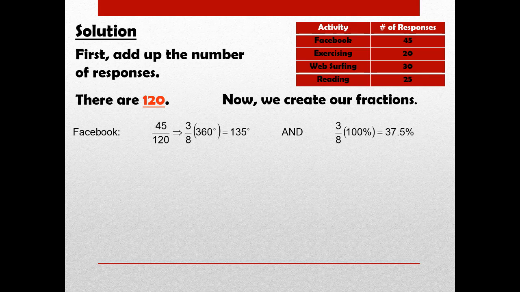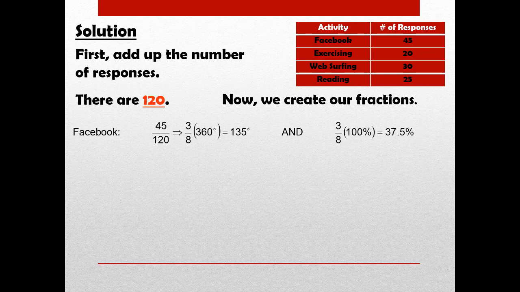What we do with that 45 over 120, it actually reduces to 3 over 8. We can multiply that by 360 degrees, and that gives us 135 degrees. That's going to be the angle at the middle of the pie chart for that particular wedge in that chart. Then we multiply the 3/8 times 100%. We get 37.5%. That's how much of the pie chart it takes up.